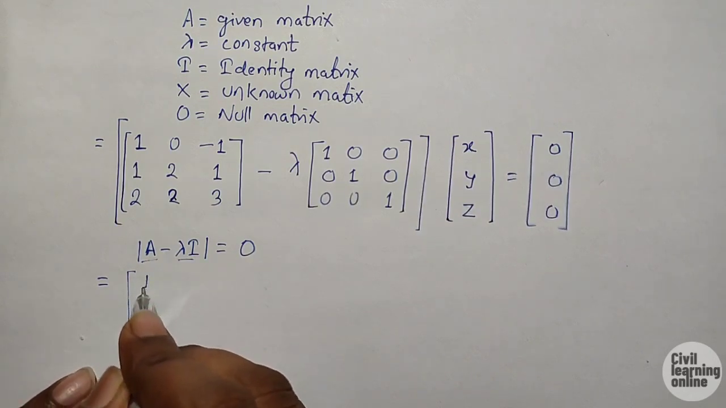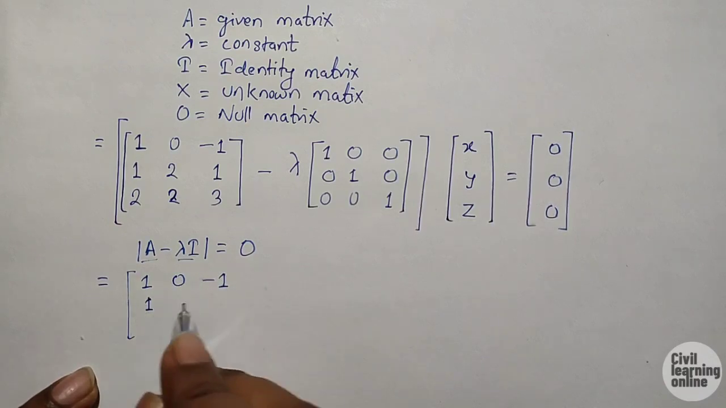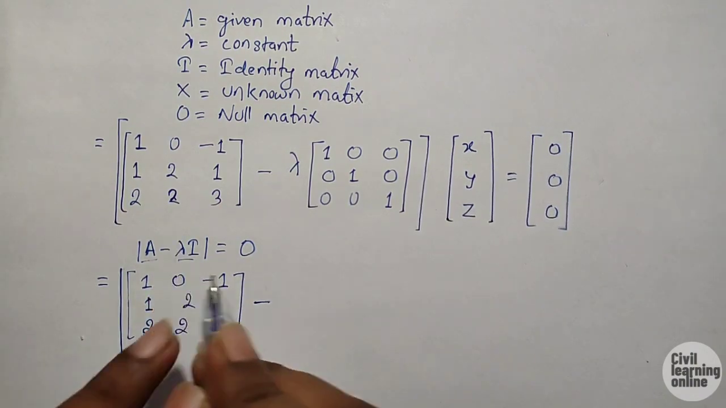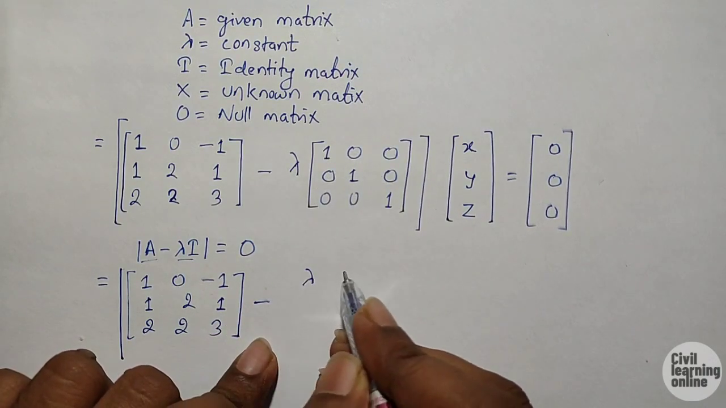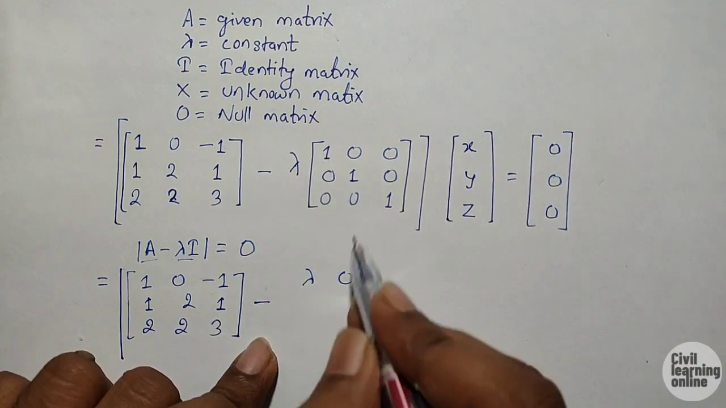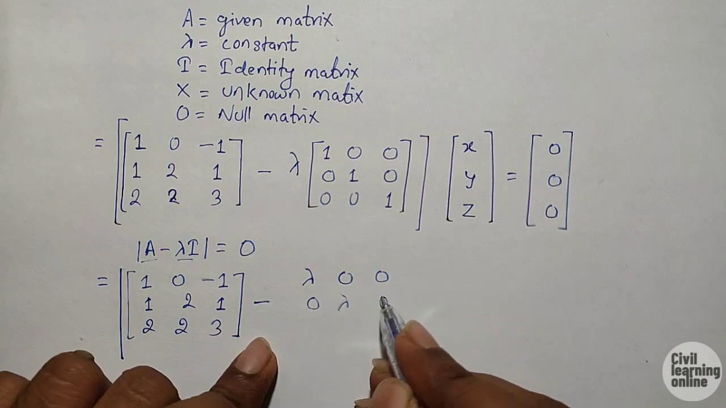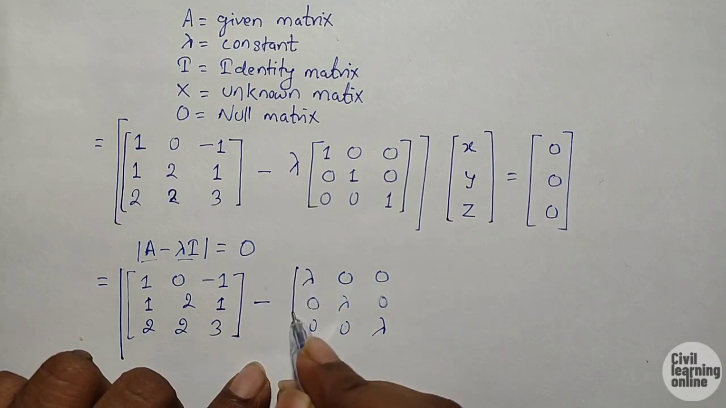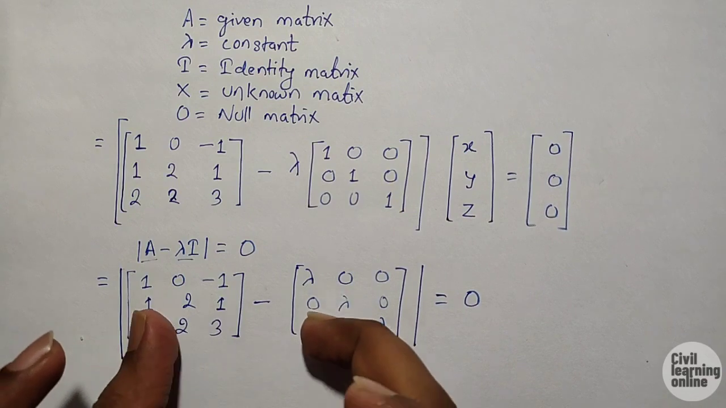See here guys, this is the determinant of [1 0 -1; 1 2 1; 2 2 3] minus, and if we multiply lambda with the identity matrix, then we will have lambda times 1 is lambda, lambda times 0 is 0, and so on: [lambda 0 0; 0 lambda 0; 0 0 lambda], equals 0. Now subtract these two matrices.